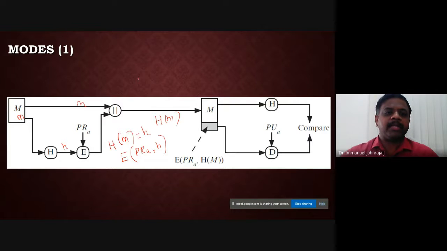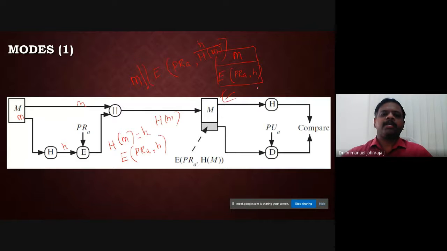What is happening here? The original message is appended with the encrypted hash value, encrypted using the key. What is encrypted is the hash value of the original message, in other words h. This is what goes to the other side. The receiver gets two things directly: the encrypted hash, encrypted using the private key of A, which is not a digest but actually the hash, and then the actual message. This is the combination the receiver is getting.